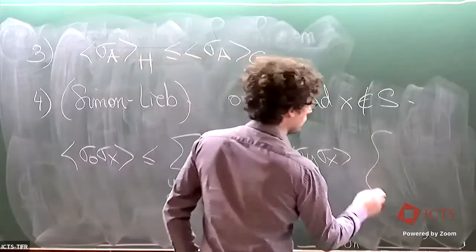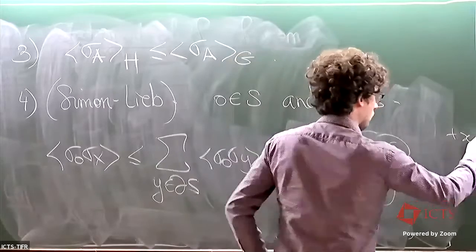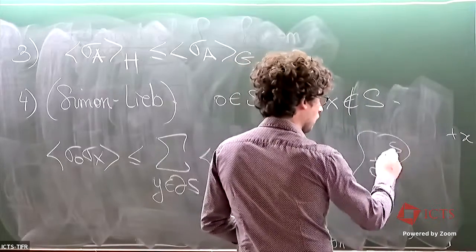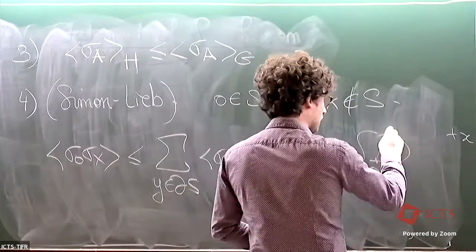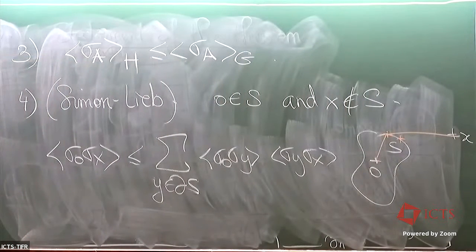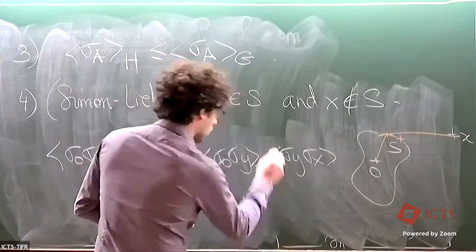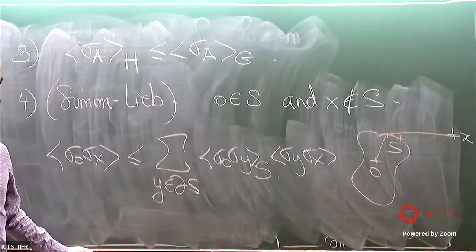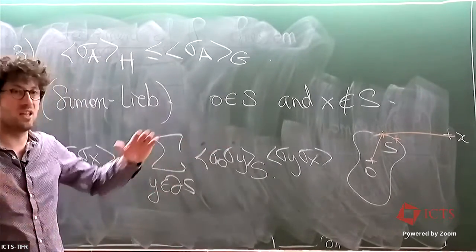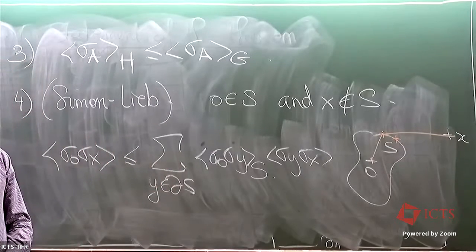So if you have a set S like that, and you have x outside, it's kind of saying that you can get the correlation by summing over the y's. This is called the Simon inequality. The Simon-Lieb inequality is the same thing where the spin correlation here is restricted to S. Try to get this inequality using the switching lemma. I will start with that tomorrow.